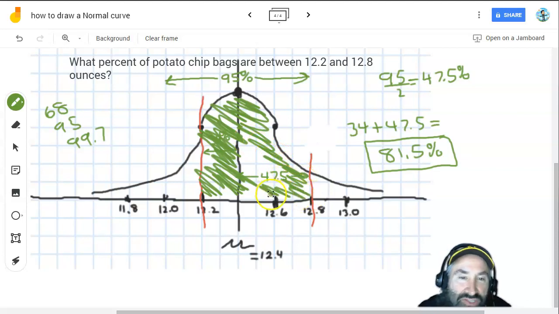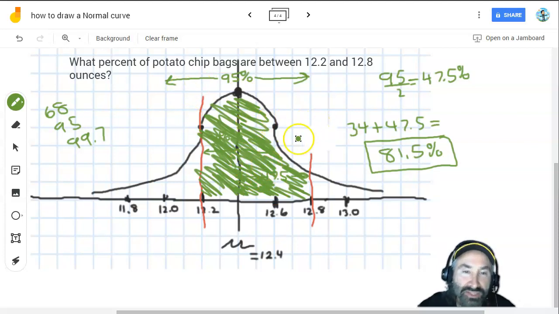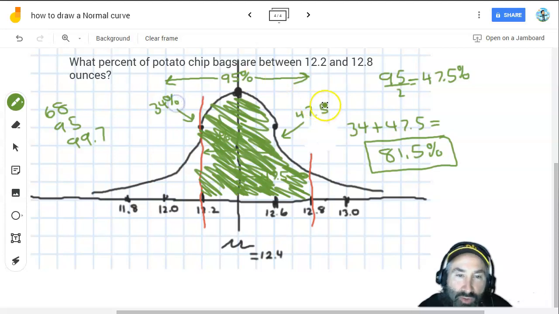But this is what I'd like to see you guys do. And if you have to put numbers in there, you could just do something like, well, this is 47.5, and then this part over here is 34, and that will let me know that you know what you are doing.